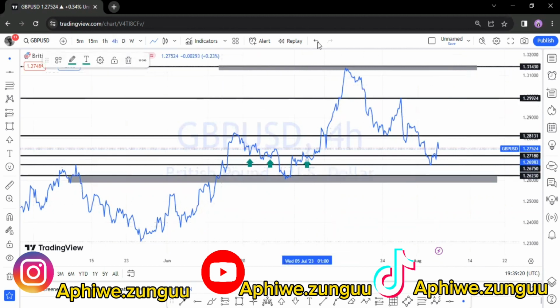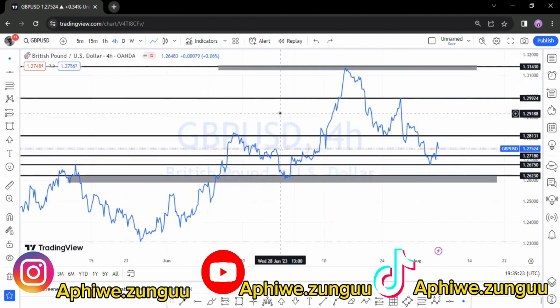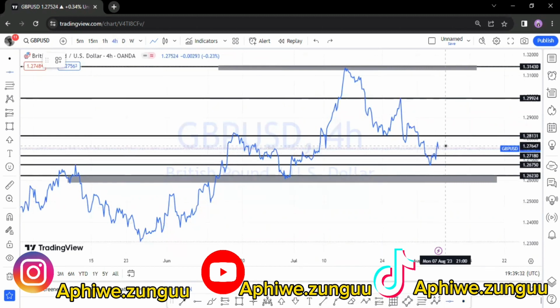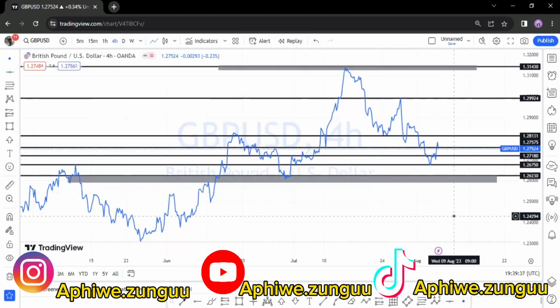So let me remove this so that we have a clean chart, right? As I told you, minimum touches is 3 or more touches. Anything below 3 touches is not considered as a touch, right? The market also reacted over there.